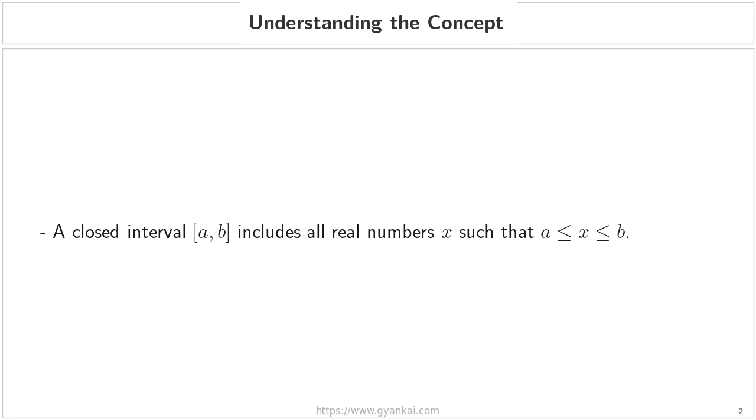Understanding the concept. Now that we have established the need to move beyond continuity at a single point, let us dive deeper into the concept of a closed interval. First, let's define our terms. A closed interval, denoted as a to b in square brackets, includes all real numbers x such that x is greater than or equal to a and less than or equal to b. This means the endpoints a and b are included in the set.